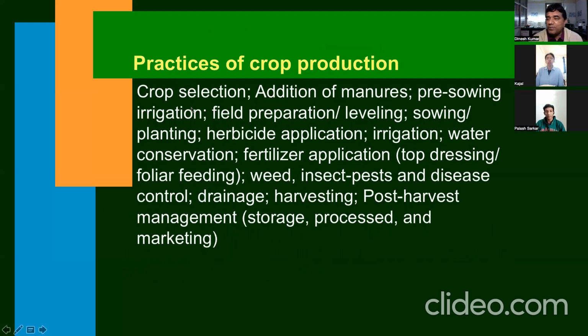Pre-sowing irrigation, whether it is to be done or not, to be decided by the farmer depending upon the moisture availability in the soil. Herbicide application, whether a farmer will go for pre-emergence or post-emergence or no herbicide application at all. So this is to be decided by conditions and farmer. Similarly, irrigation conditions, irrigation scheduling is to be done by farmer. Water conservation, fertilizer application, weed, insect pest and disease control, drainage, harvesting, post-harvest management, including storage, process, and marketing.